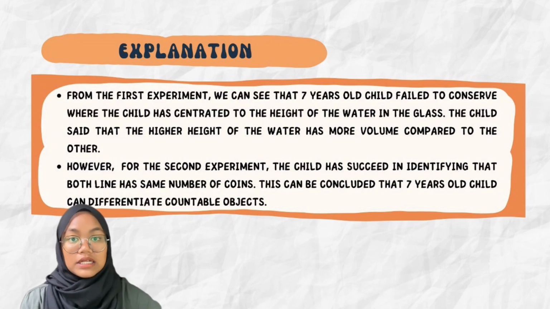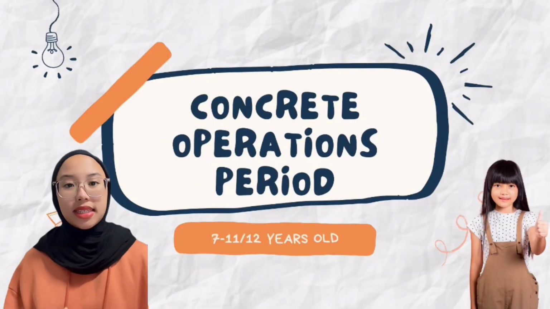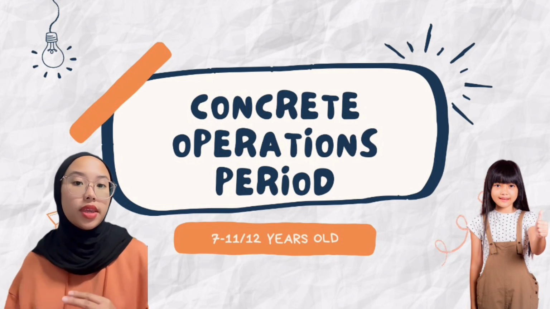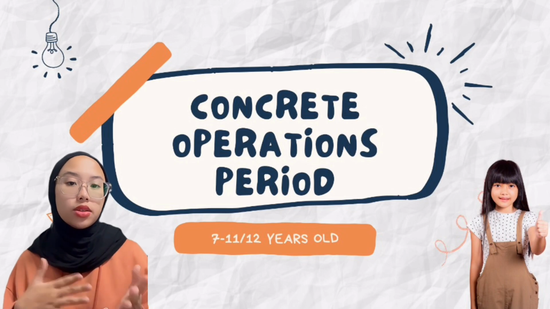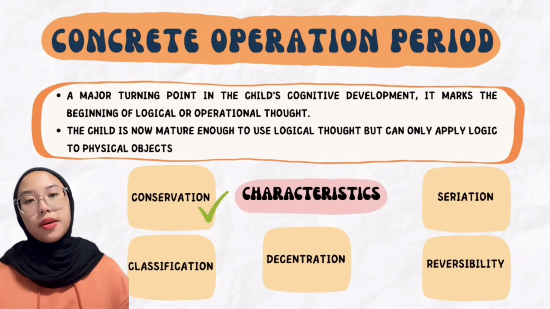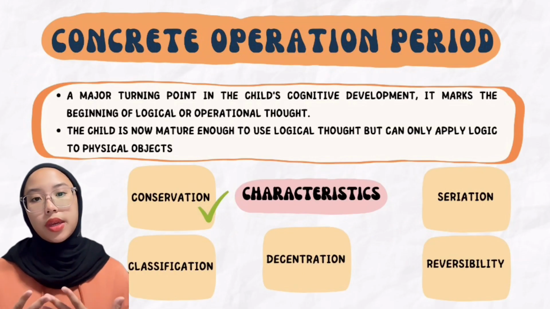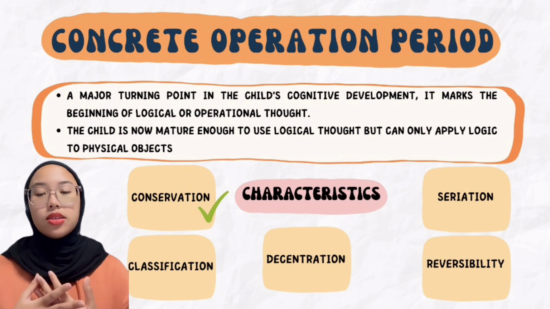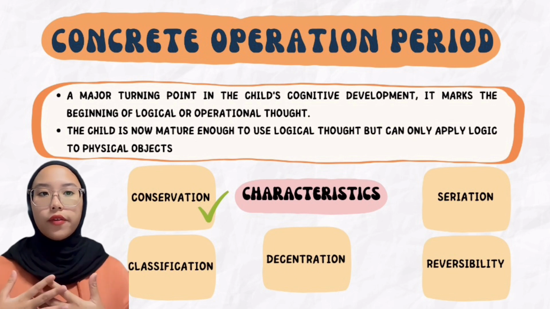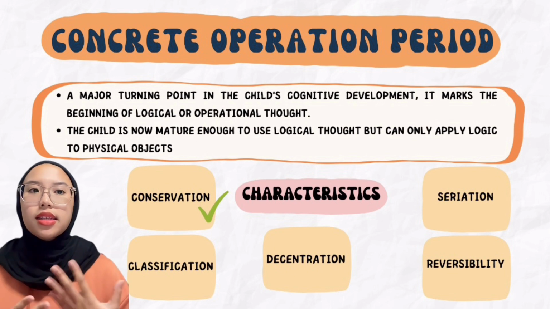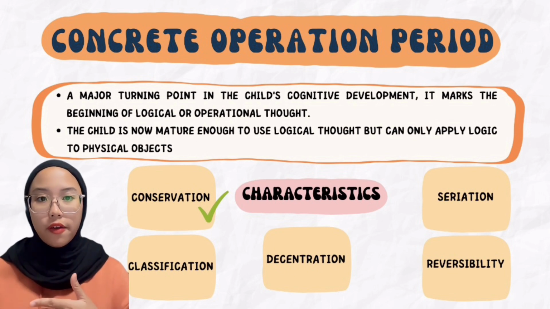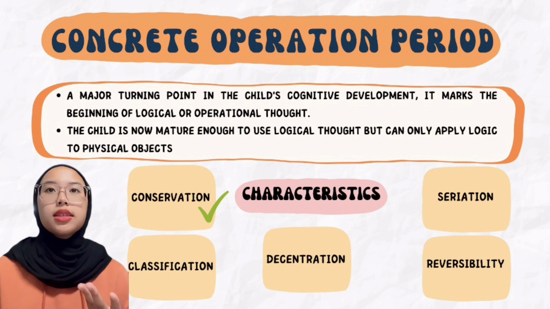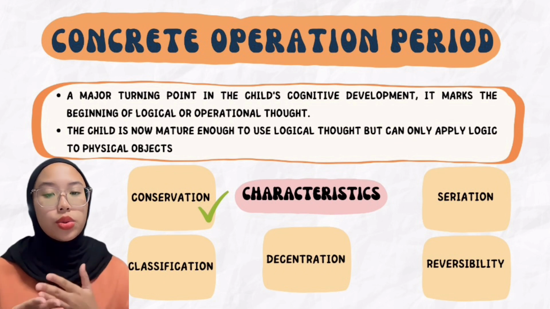that can be counted. So the next stage, or the third stage, is the concrete operational period, which covers children ranging from 7 years old to 11 or 12 years old. The concrete operational period is a major turning point for the child's cognitive development, and it also marks the beginning of logical or operational thought. The child is now mature enough to use logical thought, but they can only apply logic to physical objects, which means that there is a limitation to their thinking.